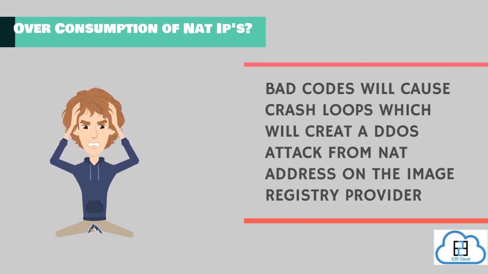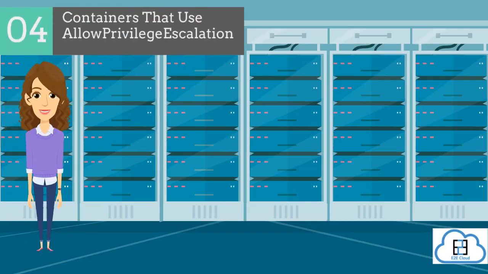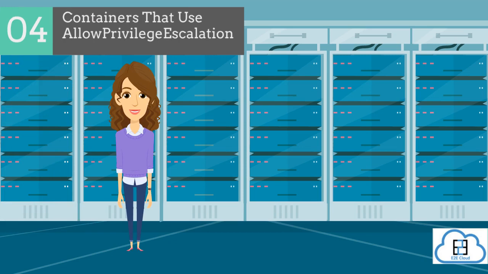their image registry provider. If you set the pod policy to allow privilege escalation to true, it will enable the child process of a container to eventually obtain more privileges than its parent process. With this, commands that are run can override the existing permissions.